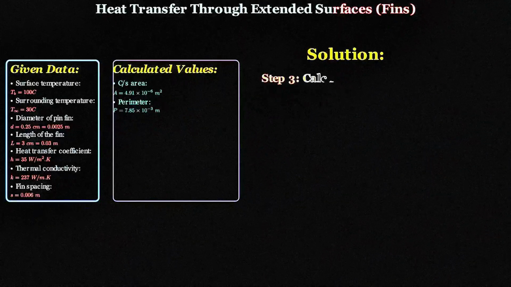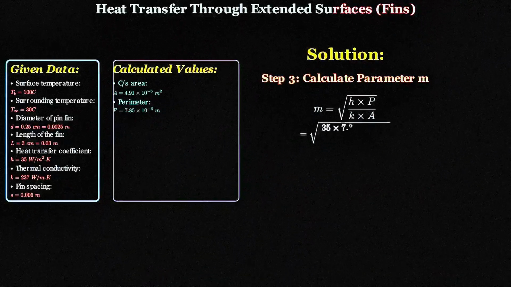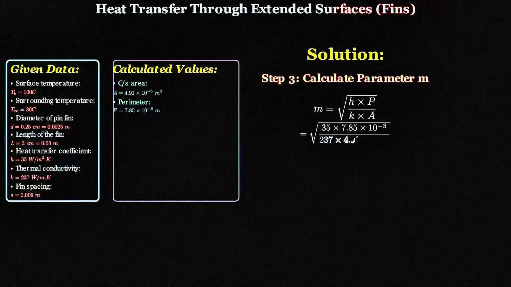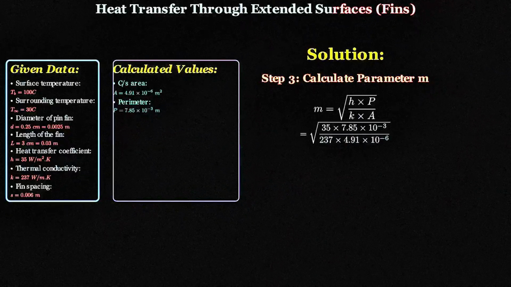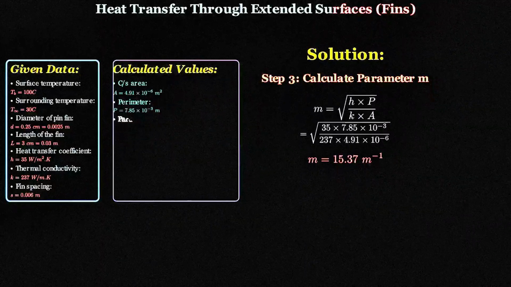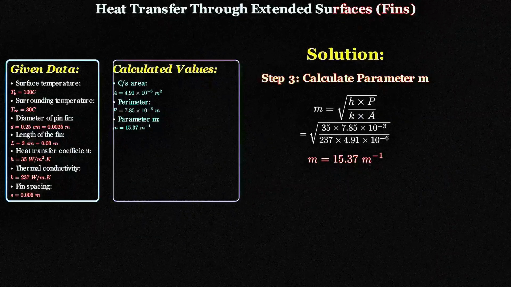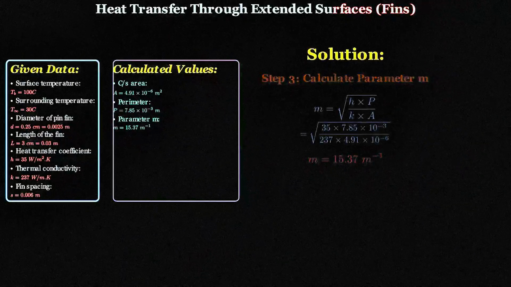Step 3. Calculate the parameter m. M equals the square root of h times P divided by k times A. Substituting our values, m equals the square root of 35 times 7.85 times 10 to the minus 3 divided by 237 times 4.91 times 10 to the minus 6. After calculating, we get m equals 15.37 per meter. This parameter characterizes the fin's thermal performance.